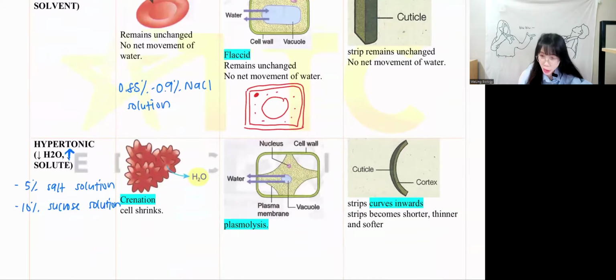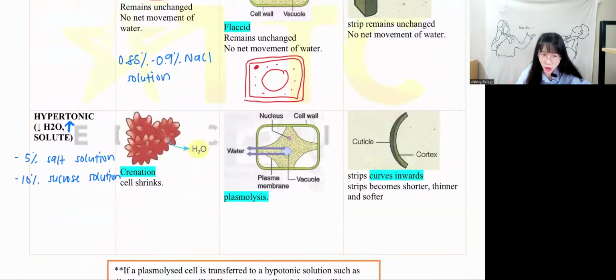Okay, so if it's hypertonic, how are you supposed to draw? You're going to draw a bursting red blood cell, right? Something like that, like a sun. You know how you draw a sun? If you want to be more artistic, you can draw two lines inside. No purpose one, guys. It's just to show that you are more artistic. So this is how we draw a bursting red blood cell.